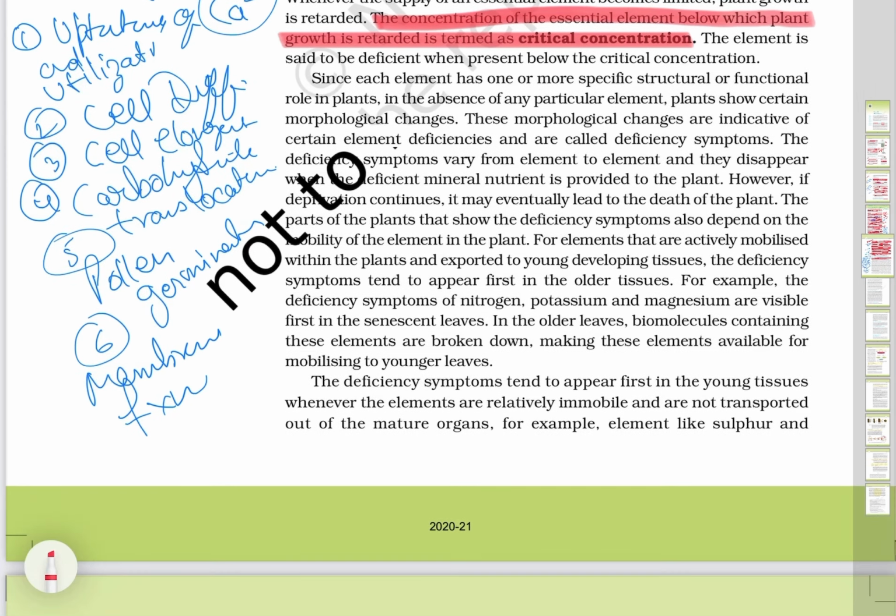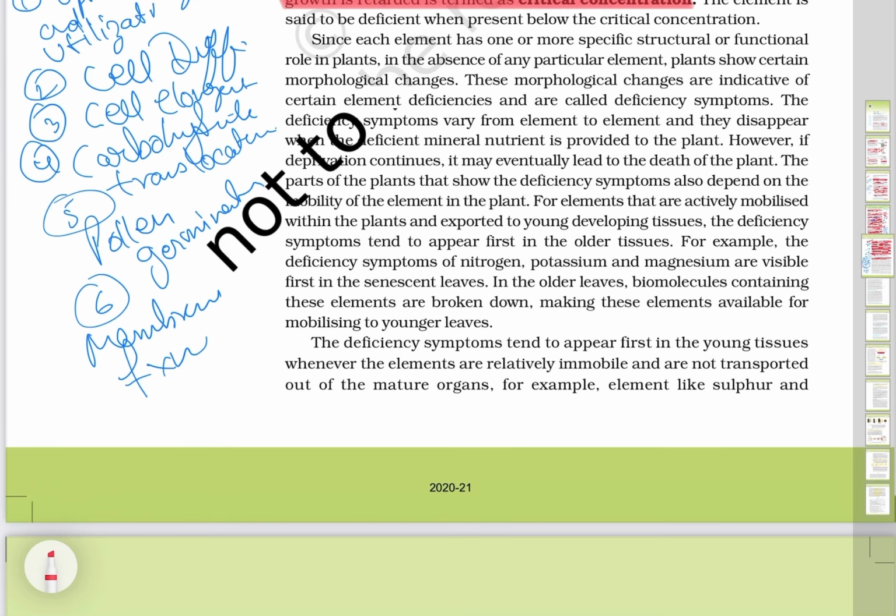Since each element has one or more specific structural or functional roles in plants, in the absence of any particular element, plants show certain morphological changes. These changes are indicative of that element's deficiency symptoms. The deficiency symptoms vary from element to element, and they disappear when the deficient mineral is provided to the plant. However, if deprivation continues, it may eventually lead to the death of the plant. The parts of the plant that show deficiency symptoms also depend on the mobility of the element in the plant.